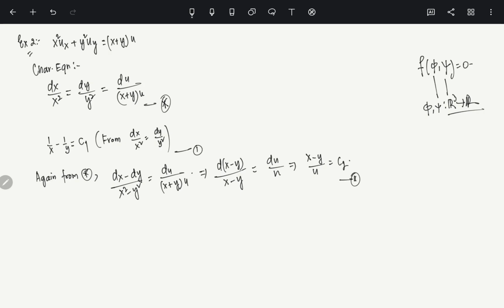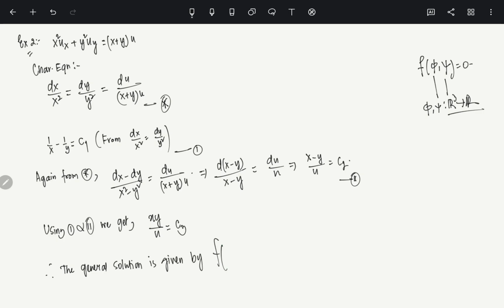So, using 1 and 2, we get xy by u is C3, another constant C3. It's very simple, right? We just put 1 and 2 together and we get this equation. So, you see that therefore, the general solution is given by a small f of phi and psi.